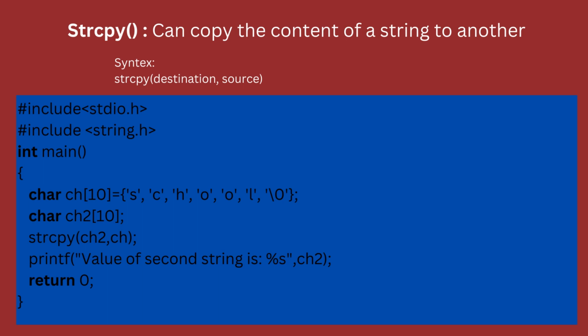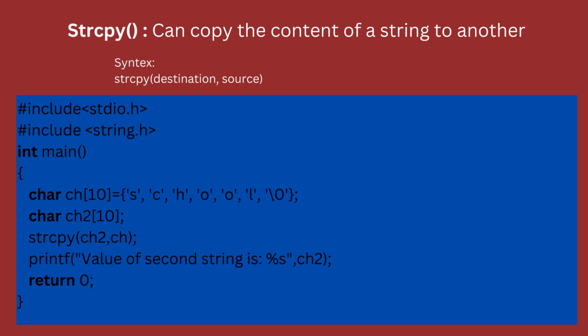So here is where we want to copy the ch variable values. We have to copy the ch variable value into the ch2 variable, so ch2 is the destination and ch is the source. When we print the value of the second string, it will print the same, school. So it's clear to you.